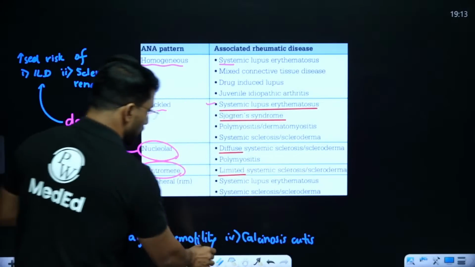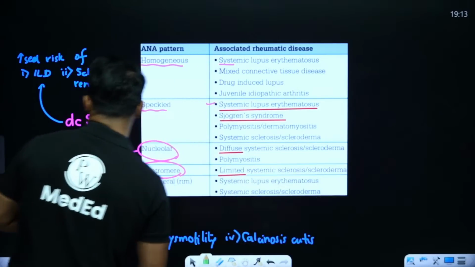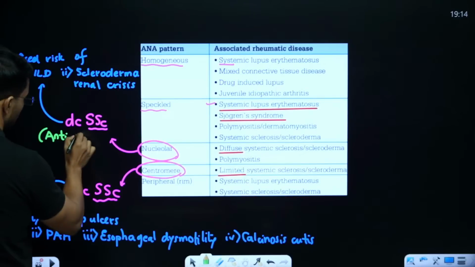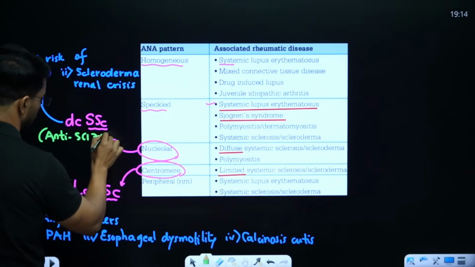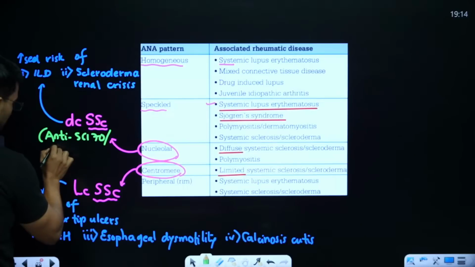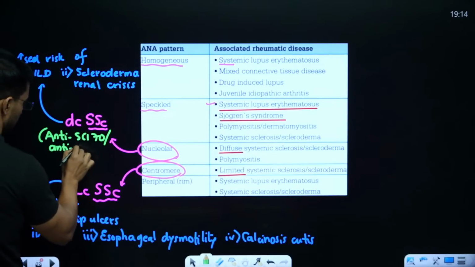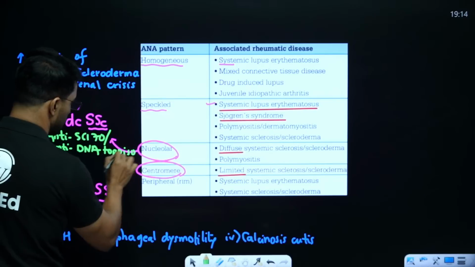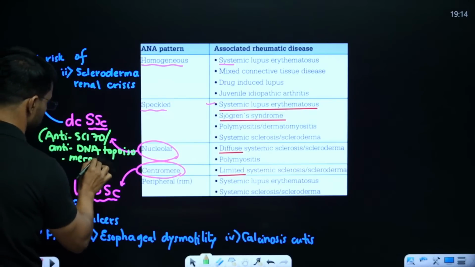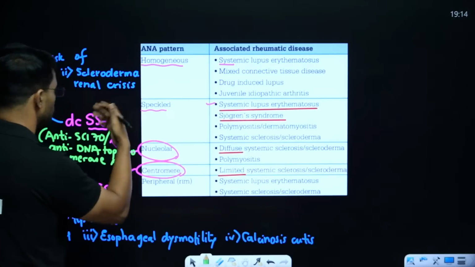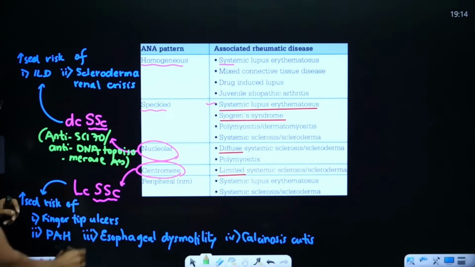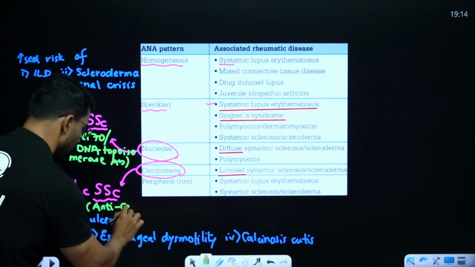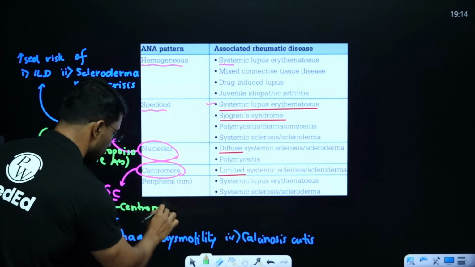Now, this diffuse cutaneous variant patients are classically positive for anti-SCL70, which is also called anti-DNA topoisomerase, topoisomerase antibody, and also anti-RNA polymerase 3 antibody. And these patients of limited cutaneous are usually positive for anti-centromere antibodies.